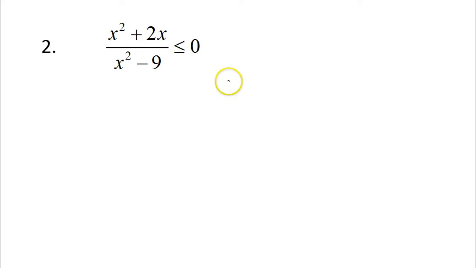All right, let's solve this rational inequality. So don't forget, when you have an inequality, this is when you're going to graph your solutions on a number line, and you're going to need to find what your critical values are to graph on the number line. Then we'll do some test values and see where the solutions are. The critical values come from two places.